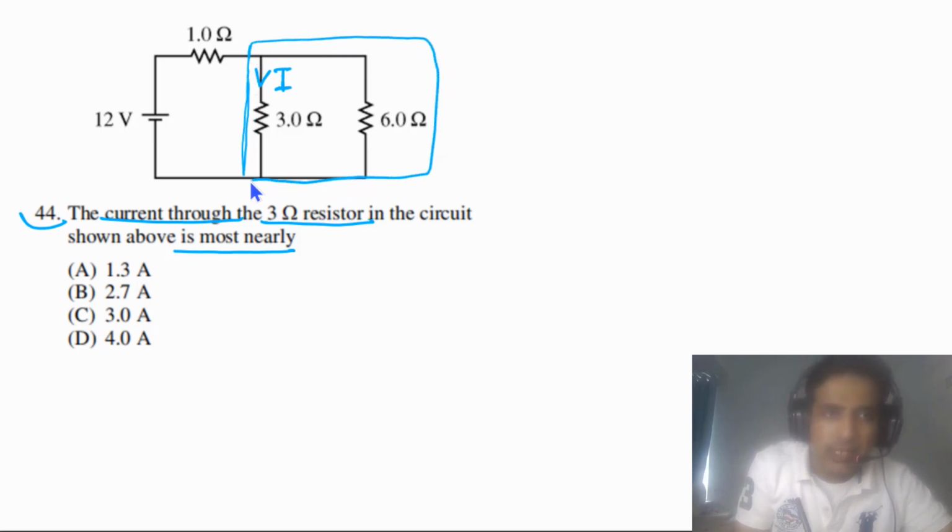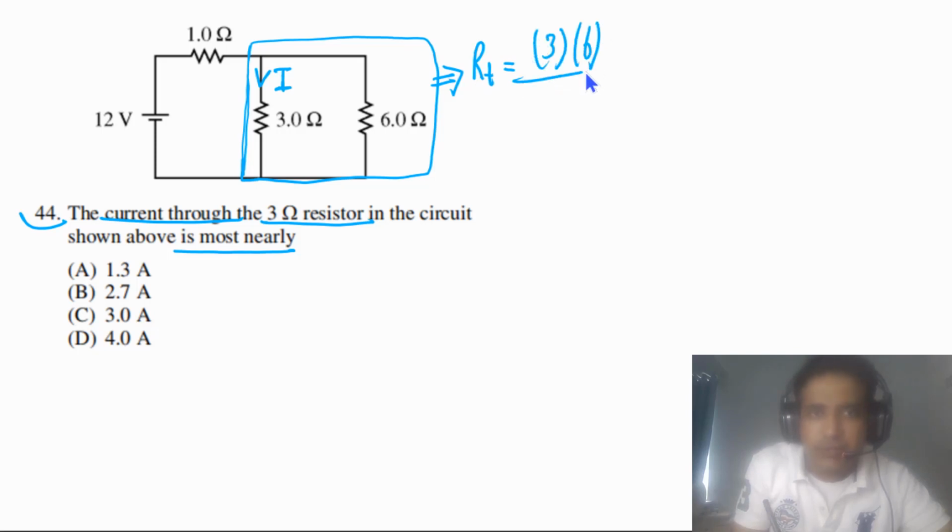They are connected in parallel. So we can find out the total resistance of these 2 resistors. So we can simply write down RT. RT in this case has to be equal to 3 times 6 divided by 3 plus 6. So we have 18, divided by 9. So this is equal to 2 ohms.